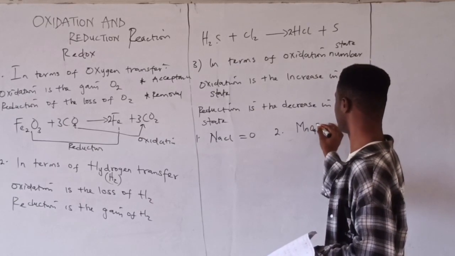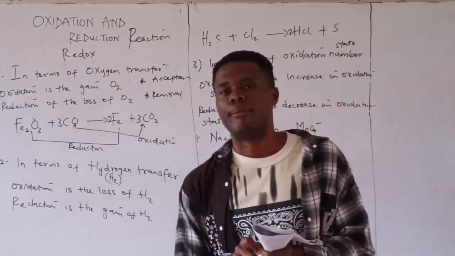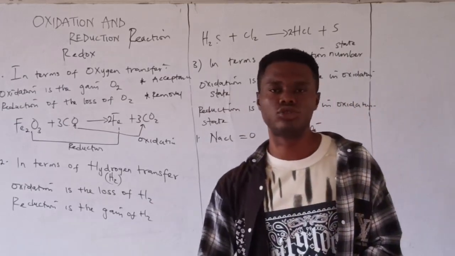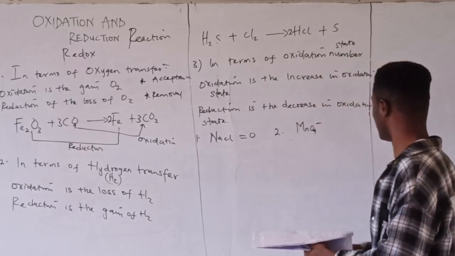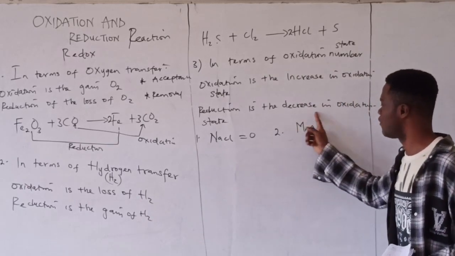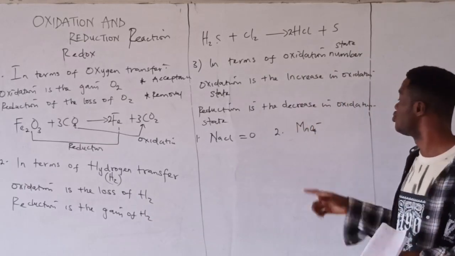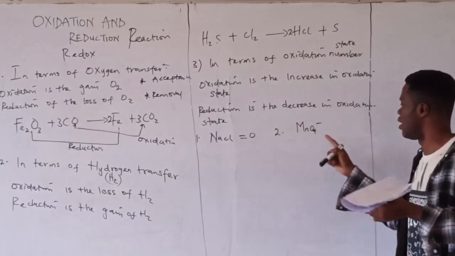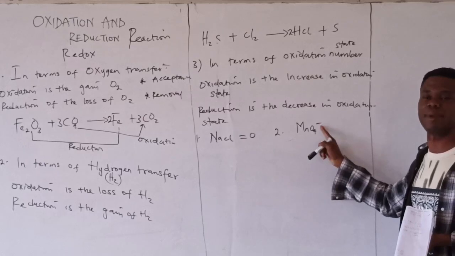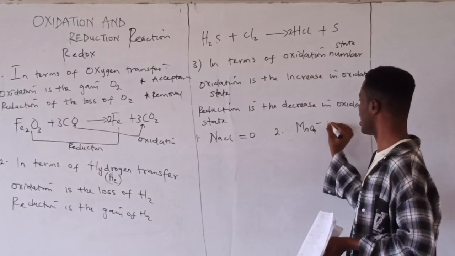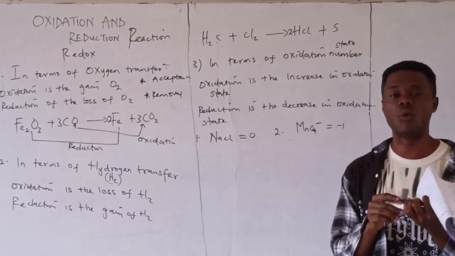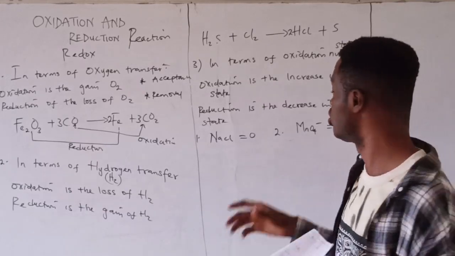Let's say you have a compound like this, manganese 4 oxide. What you do here is that this particular type of charge will be equated to the overall charge that is present. The overall charge present in this compound is minus 1. That means the algebraic sum of this is equal to minus 1. So these are ways to determine the oxidation number of a compound.